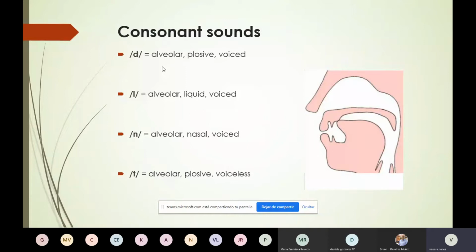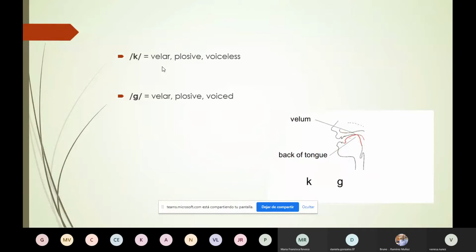It is nasal because when we produce it, we can notice air through the nose and also the mouth. And T is plosive and voiceless because there's no vibration when we are producing it. Right?